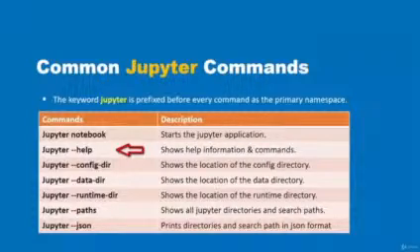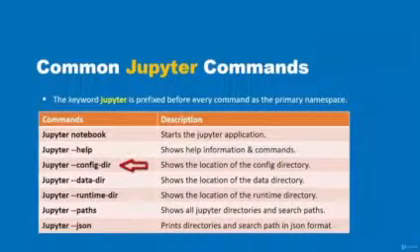If you want to see the location of the configuration directory, you type in jupyter --config-dir. If you want to see the location of the data directory, you type in jupyter --data-dir. If you want to see the location of the runtime directory, you type in jupyter --runtime-dir.